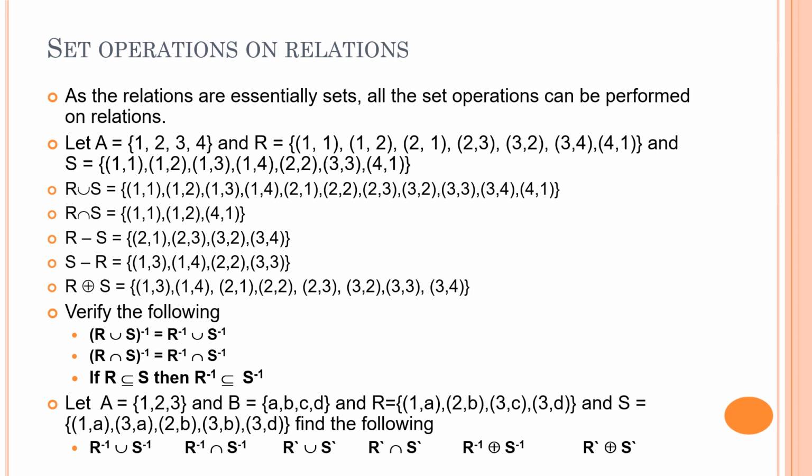Again, another exercise for you people to do. If A is equal to {1, 2, 3} and B is equal to {a, b, c, d}, and I have defined two relations R and S. Now find out the following: R inverse union S inverse, R inverse intersection S inverse, R complement union S complement, R complement intersection S complement, R inverse symmetric difference S inverse, and the symmetric difference of R complement and S complement.